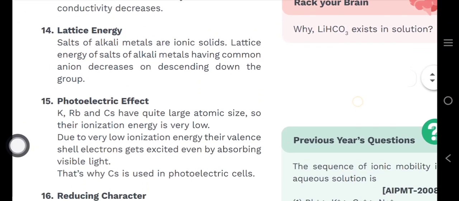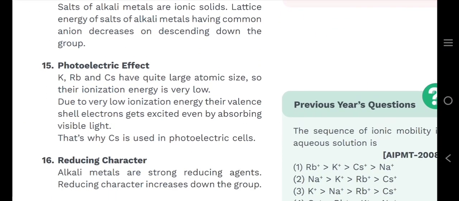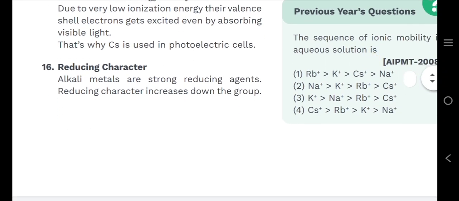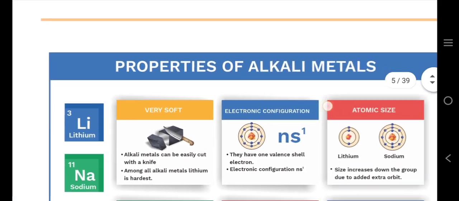Photoelectric effect. Potassium, rubidium, and cesium have quite large atomic size, so their ionization energy is very low. Due to very low ionization energy, their valence shell electrons get excited even by absorbing visible light. That's why cesium is used in photoelectric cells. Reducing character. Alkali metals are strong reducing agents. Reducing character increases down the group.